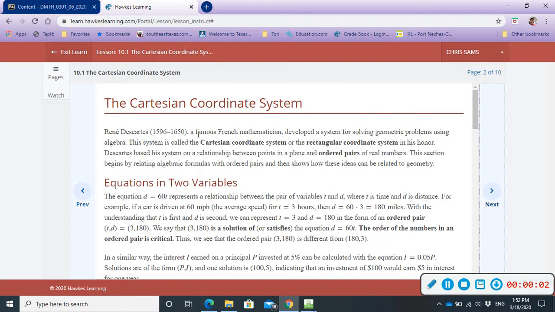Okay, this is section 10.1. We're going to be covering the Cartesian coordinate system. The name Cartesian comes from a famous French mathematician who came up with the system. Sometimes the system is referred to as the rectangular coordinate system, and it allows us to plot the relationship between ordered pairs.